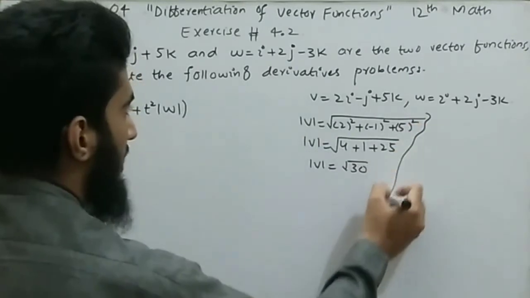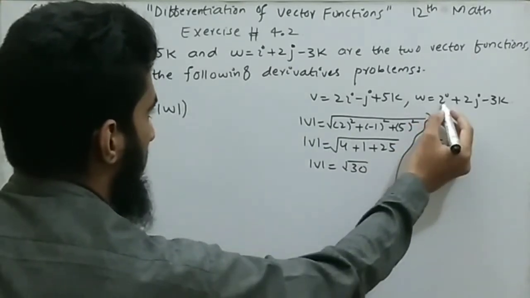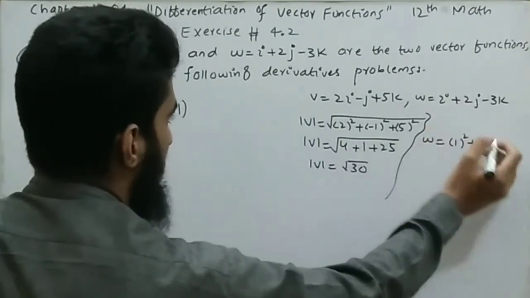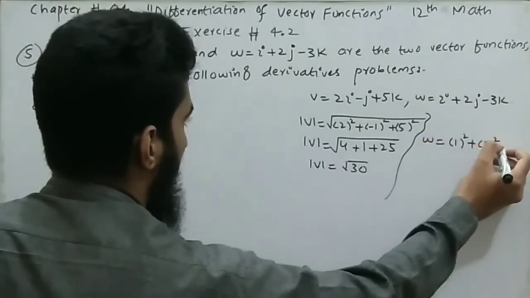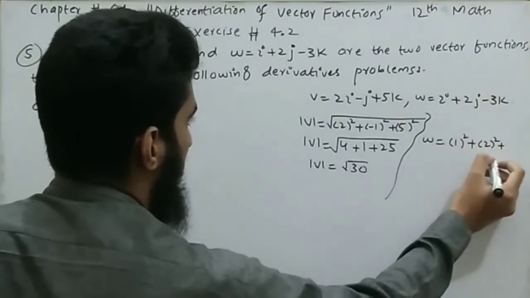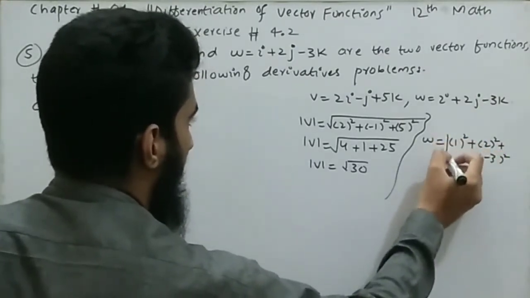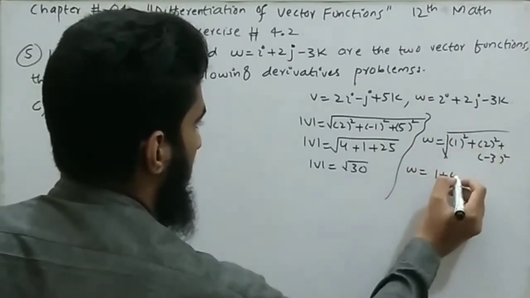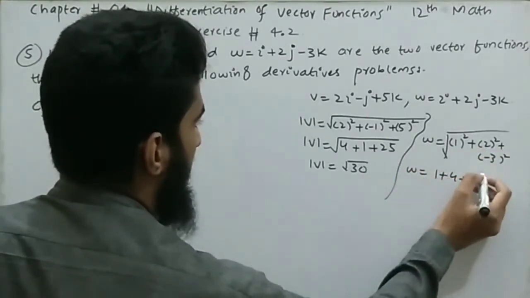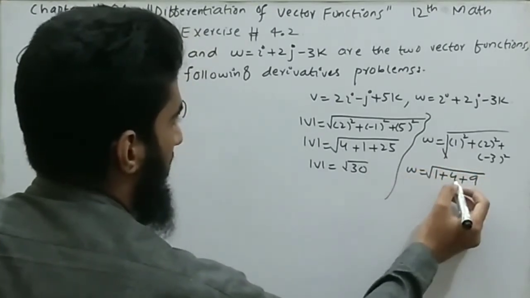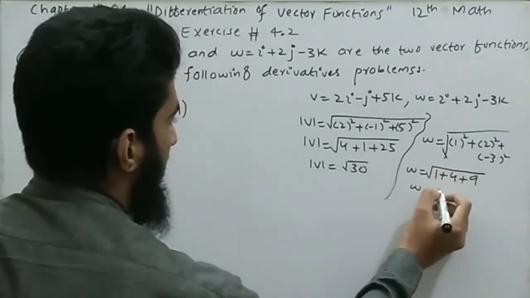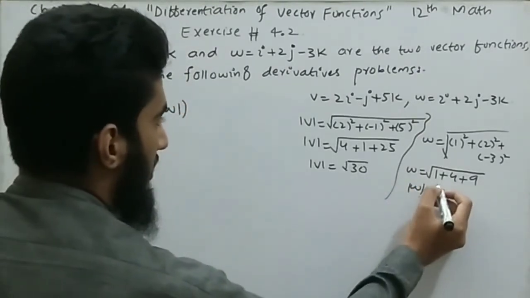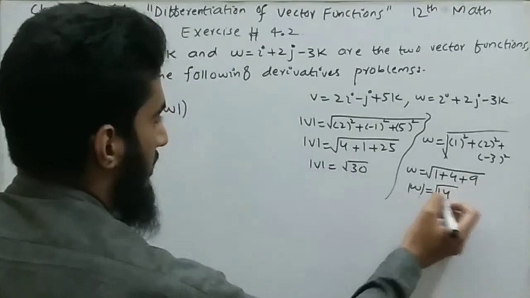Now finding the absolute value of w using the same logic: the coefficient of i is 1, so it becomes 1 squared, plus the coefficient of j is 2, so it becomes 2 squared, plus the coefficient of k is minus 3, so it becomes minus 3 squared, and the whole thing under the root. So 1 squared gives us 1, 2 squared gives us 4, and minus 3 squared gives us 9. So 9 plus 4 is 13, 13 plus 1 gives us 14. And the absolute value of w is the square root of 14.